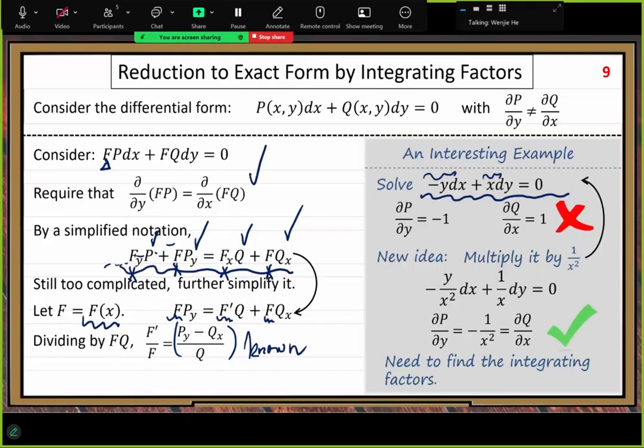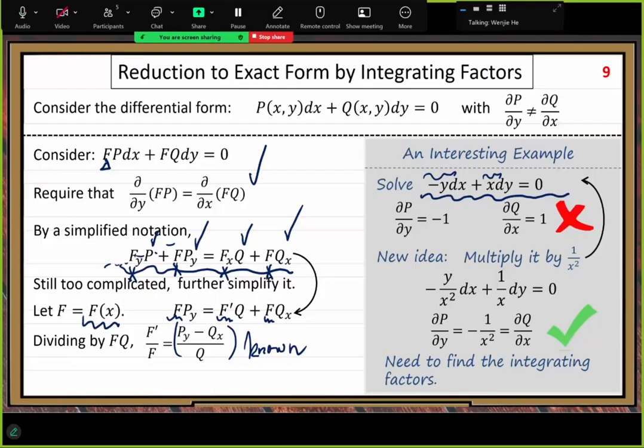The potential contradiction is, look at the left-hand side. Based on our assumption, f is a function of x. There is no y involved in the f function, right? So at the left-hand side, f prime over f, there is no y involved. How about the right-hand side? If there is a y involved in the right-hand side, then you cannot find a solution. Because the left-hand side has no y term, but the right-hand side has explicit y terms. How can you make them equal? No way you can make them equal, right?